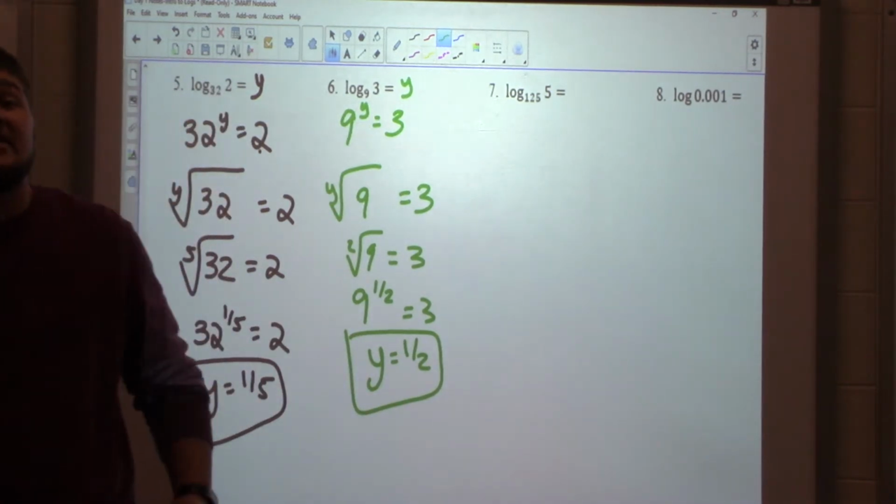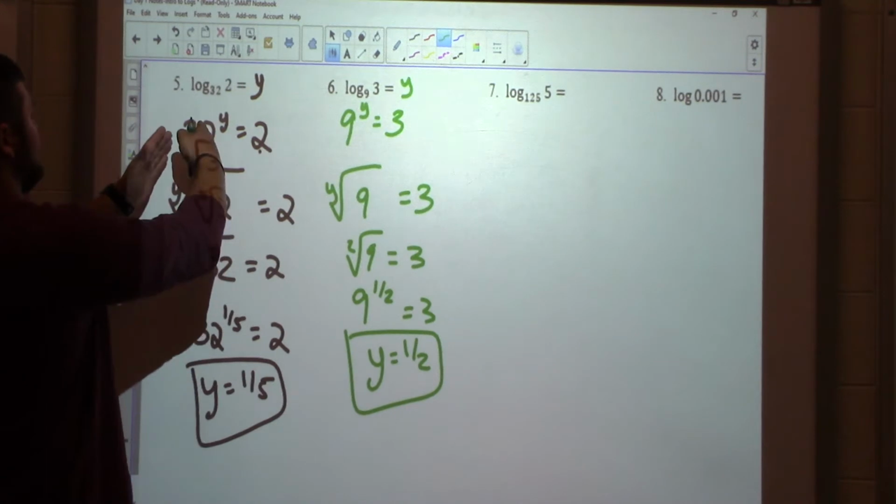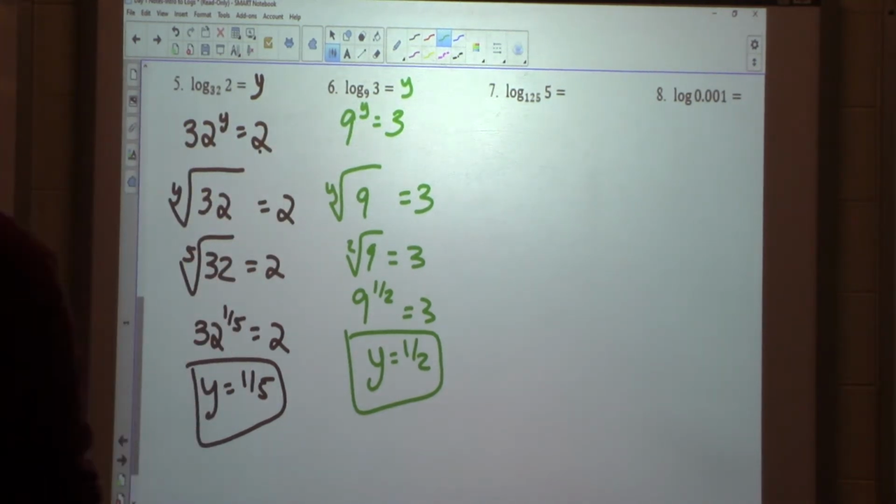Alright, so I might even write that down, just like I told you. If I start with a whole number and get to a fraction, it's got to be a negative exponent. If I start with a base and my answer is smaller, I know it's going to be a fractional exponent. My exponent's going to be a fraction.